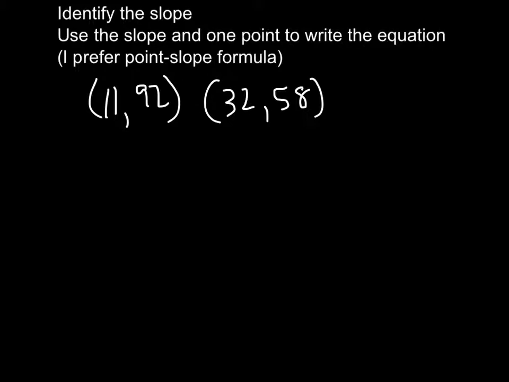Once I have the slope, I'm going to use the slope and one of these 2 points to write the equation of the line. And we're going to talk about what's going on in context. So press pause and work this out. First, calculate the slope.